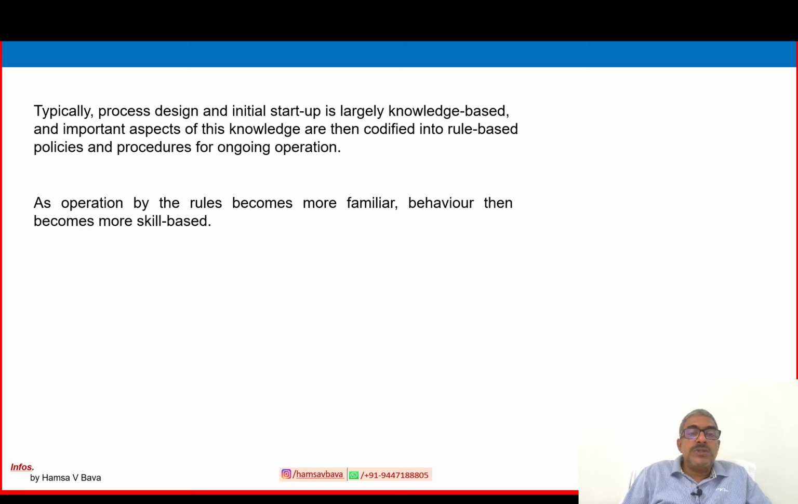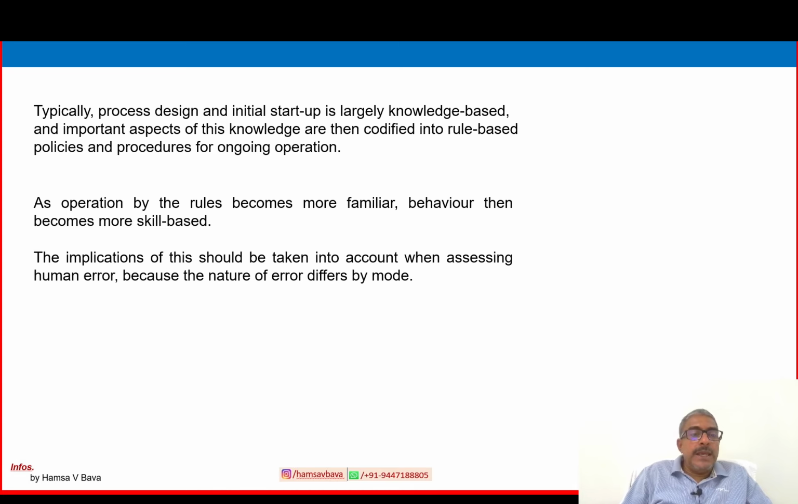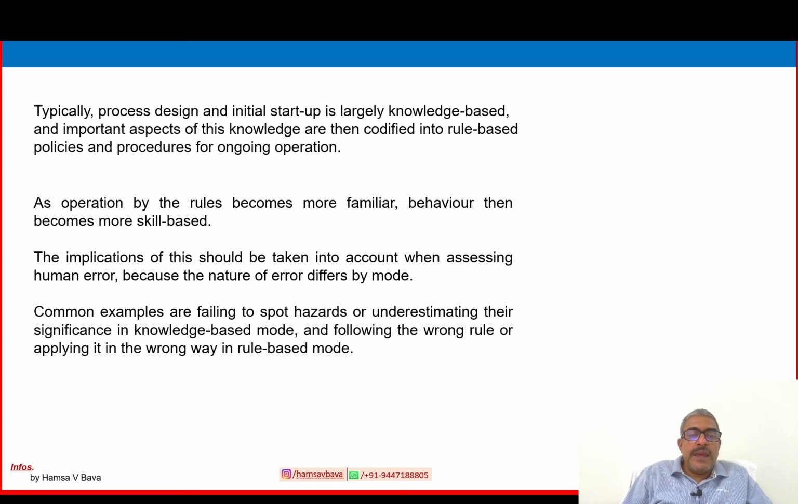As operation by the rules becomes more familiar, behavior then becomes more skill based. So it is important that skill improves by getting more and more experience. The implication of this should be taken into account when assessing human error, because the nature of error differs by mode. Common examples are failing to spot hazards or underestimating their significance in knowledge-based mode, and following the wrong rule or applying it in the wrong way in rule-based mode.